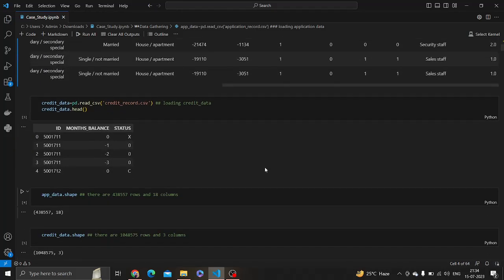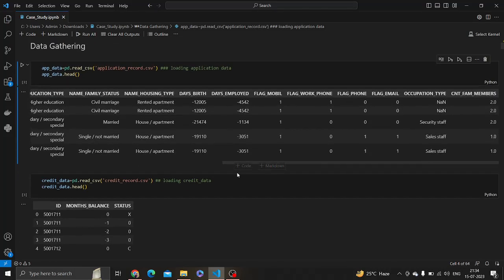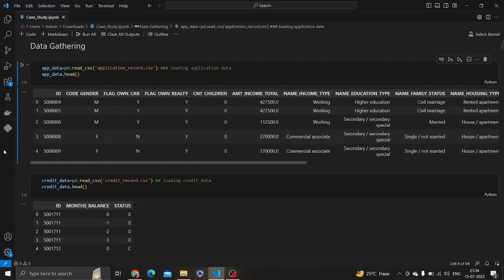And this is the second data, the credit card data. We have to merge it on the basis of the ID. You can see in this application record this ID, and in the other this ID. So on the basis of that ID, we have to merge this column into the particular data.